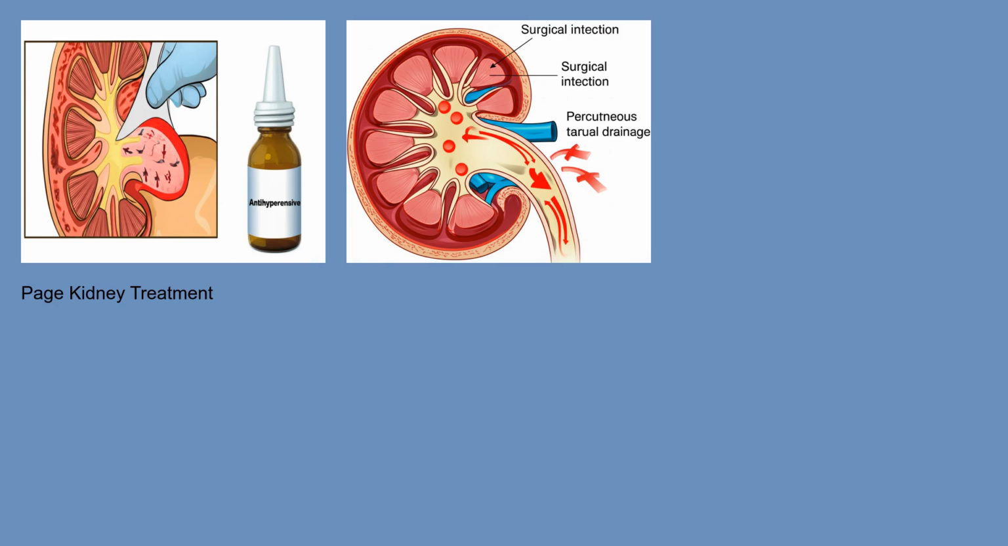The treatment for Page kidney focuses on relieving the external compression and restoring normal blood flow to the kidney. The primary treatment modality is surgical intervention. This typically involves draining any subcapsular collections, such as hematomas or urinomas. If the compression is due to a tumor, surgical removal of the tumor is necessary. In some cases, minimally invasive techniques, such as percutaneous drainage, can be used. In addition to addressing the underlying cause, medical management of hypertension with antihypertensive medications is often necessary until the compression is relieved. However, it's important to remember that these medications are typically less effective until the underlying cause is addressed.